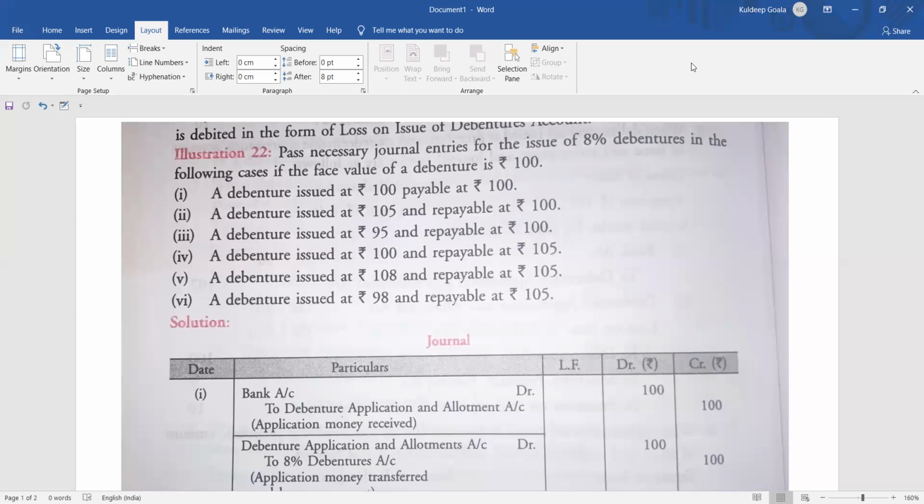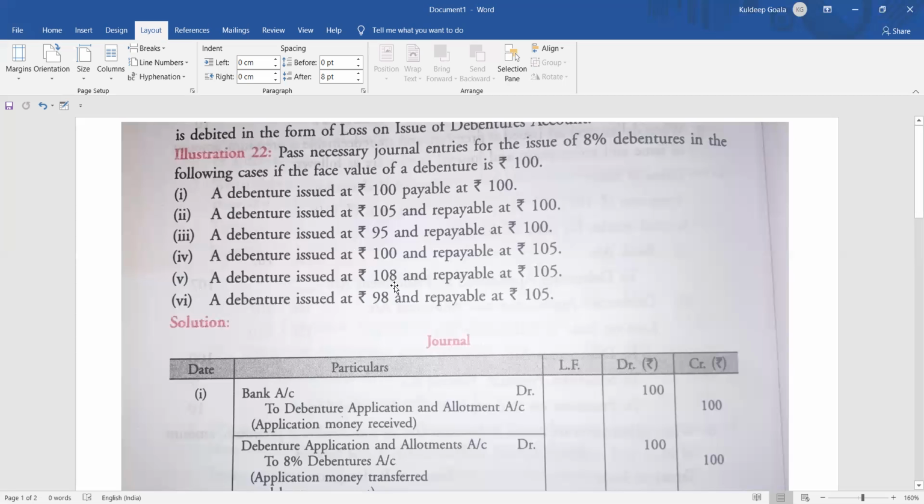100 rupees का शेयर है, issue किया 108 rupees में और redeem किया 105 rupees में. This question can be understood by point number 5 also. Issue किया 108, मतलब 100 rupees का debenture है, so face value is 100. If I issue more than that, that will be issued at premium.